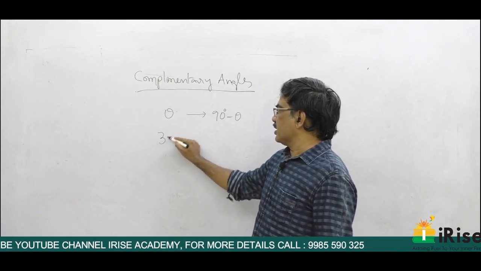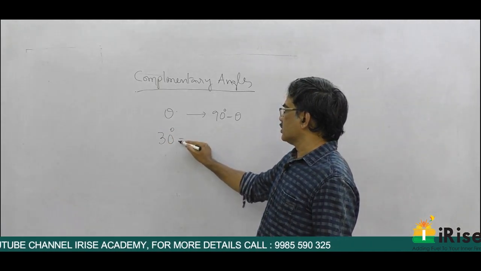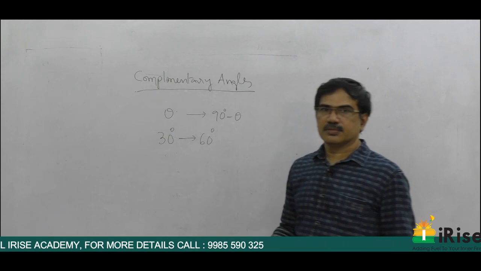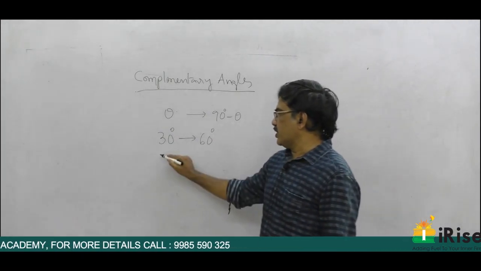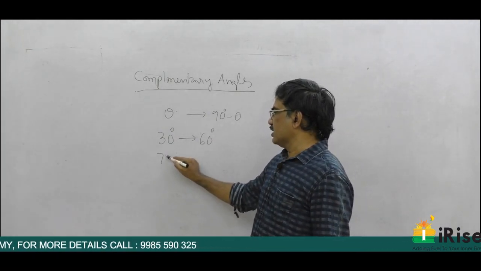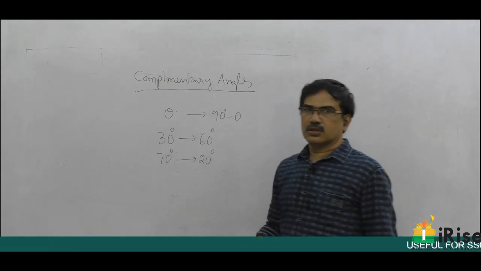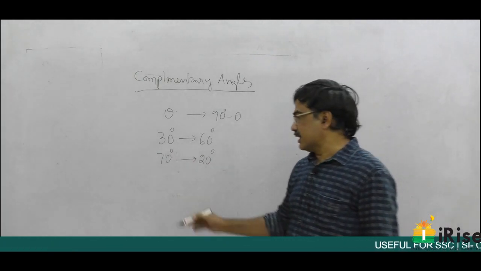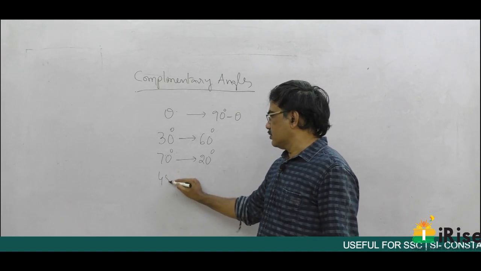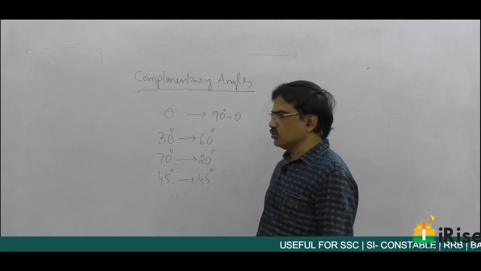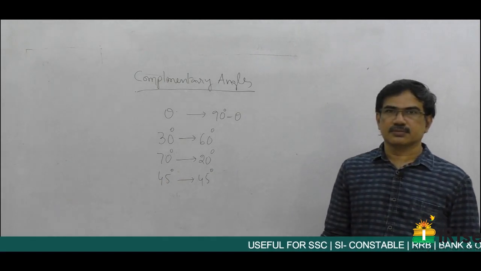What is the complementary angle of 30 degrees? The complementary angle of 30 degrees is 60 degrees. What is the complementary angle of 70 degrees? 20 degrees. What is complementary to itself? 45. For 45, the complementary is also 45 degrees.